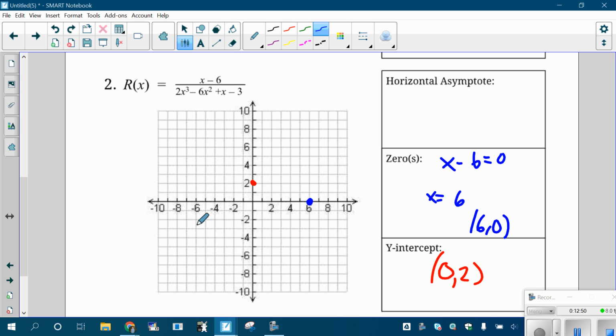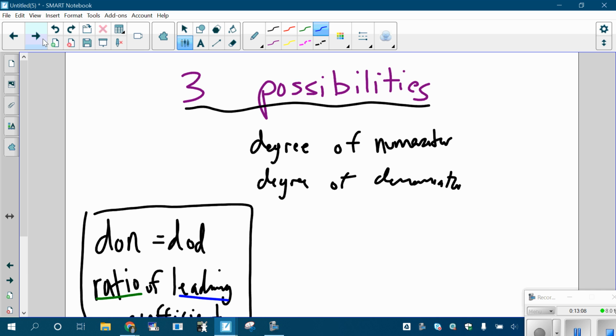Horizontal asymptote. We got to look at the degree of the numerator compared to the degree of the denominator. Now, what's the degree of the numerator? Well, it's just 1. Okay? Because there is no exponent there. The degree of the denominator is not 1, it's 3. Okay, so we have different degrees here. We need to go back here.